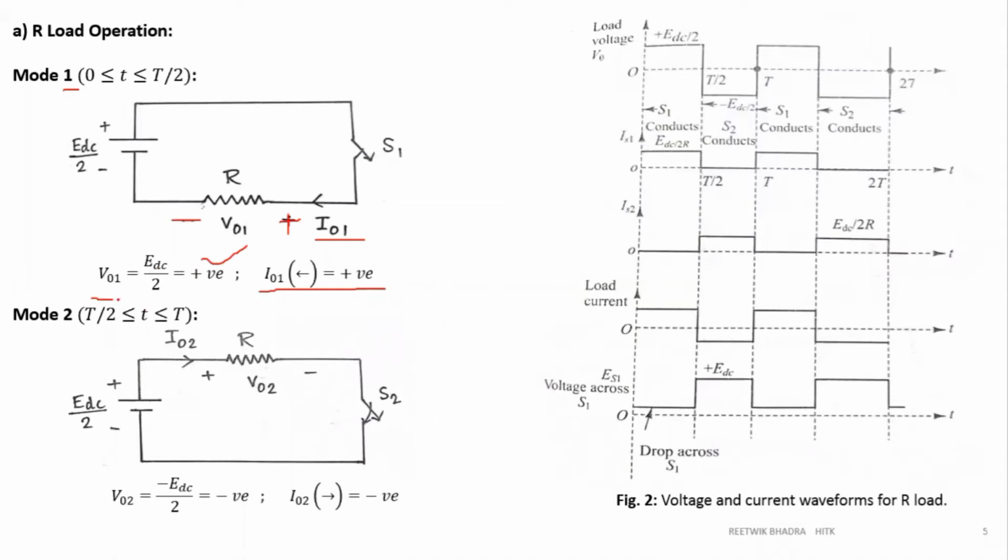Now if you plot this EDC/2, you will get this one. During this 0 to T/2, what are we getting? EDC/2. I0_1 is positive. I0_1 is shown positive. Okay, load current over here is shown positive. Load current. The EDC.